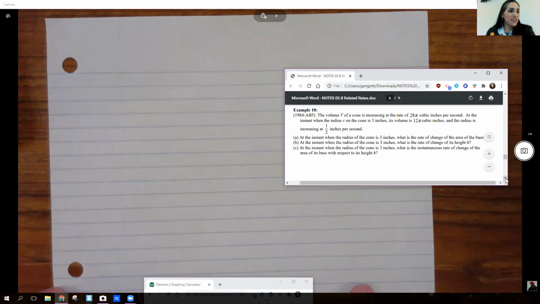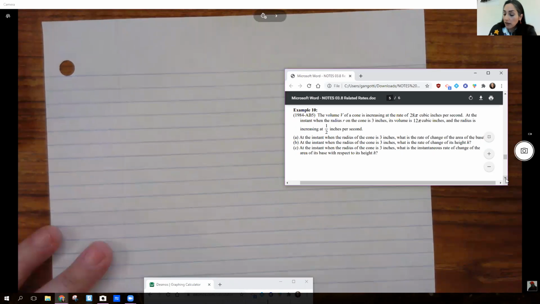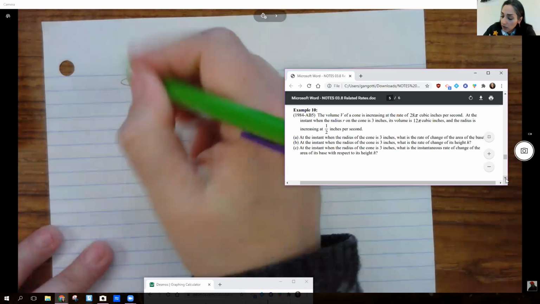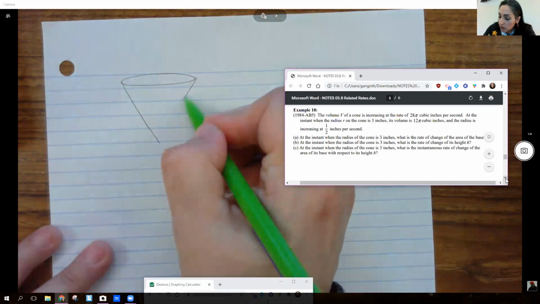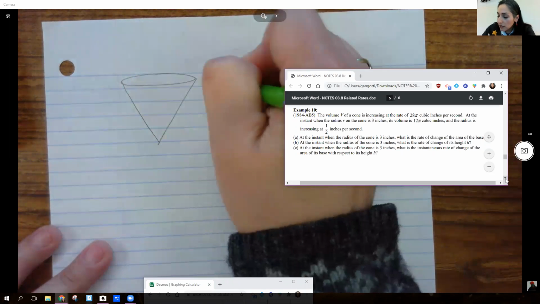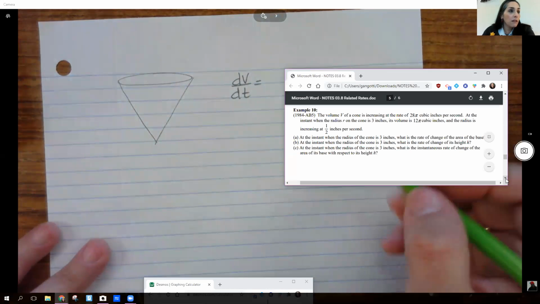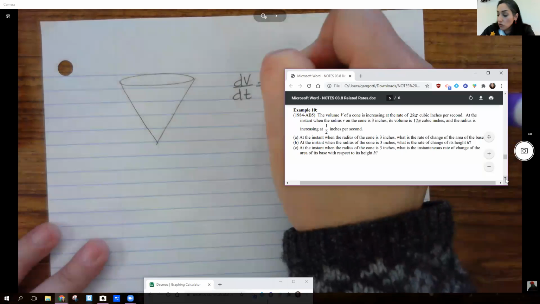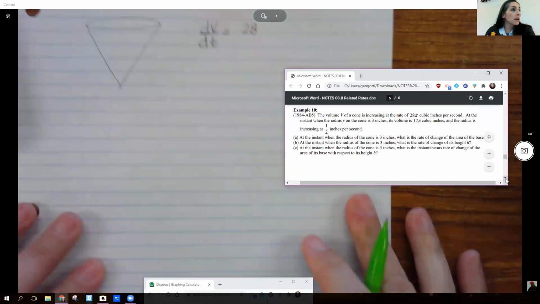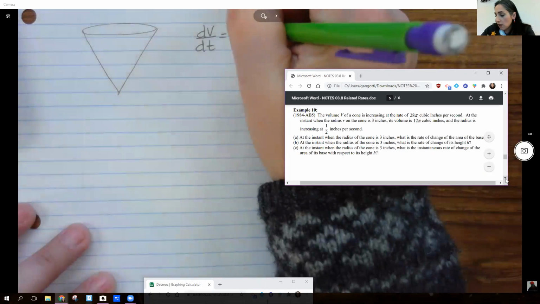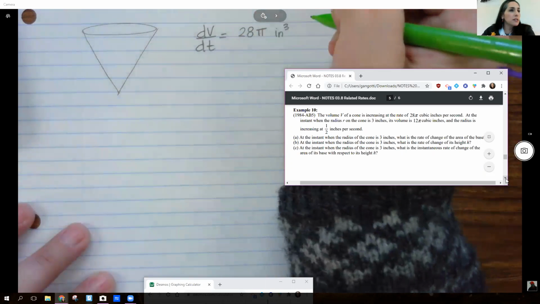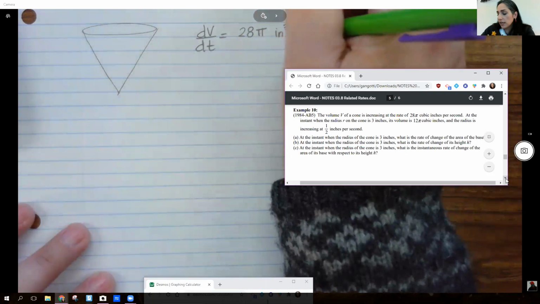The volume V of a cone is increasing at the rate of 28 pi cubic inches per second. All right, volume of a cone, dV/dt, increasing, so positive, 28 pi cubic inches per second.